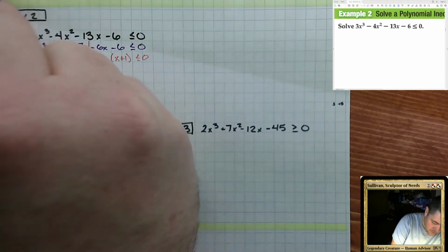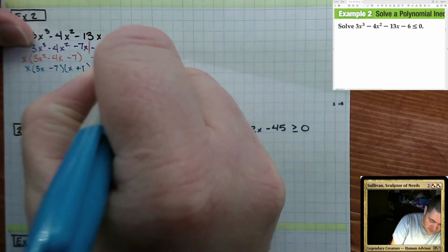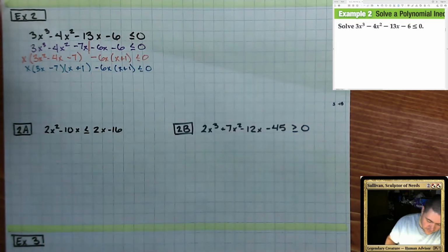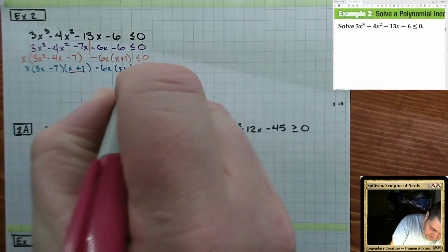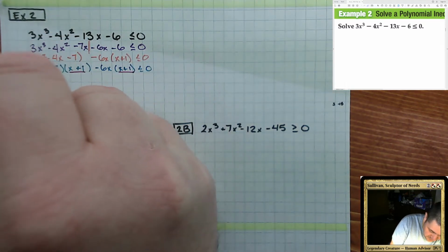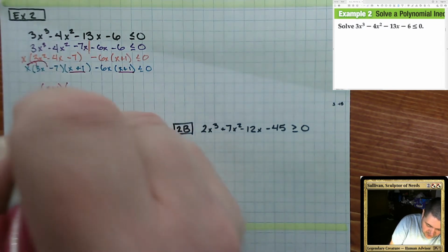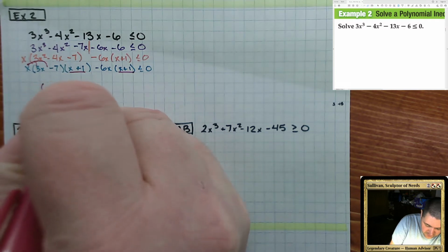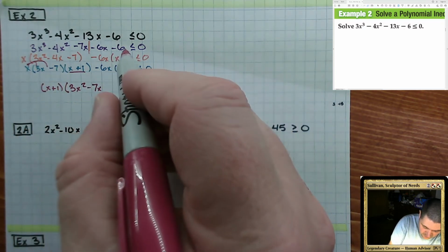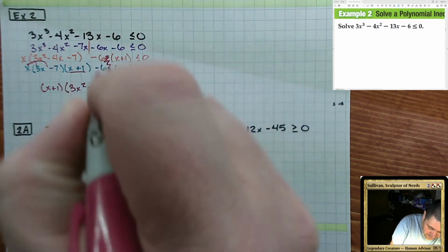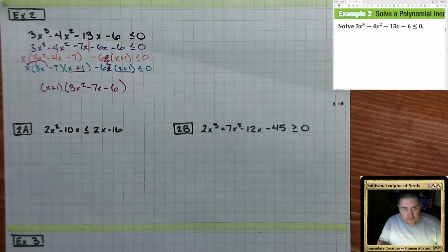Minus 6x, x plus 1, and they share an x plus 1. So when I take x plus 1 out and distribute this back in, we'll have 3x squared minus 7x, and, oh wait, I wasn't supposed to take an x out of here, minus 6, which is again factorable.